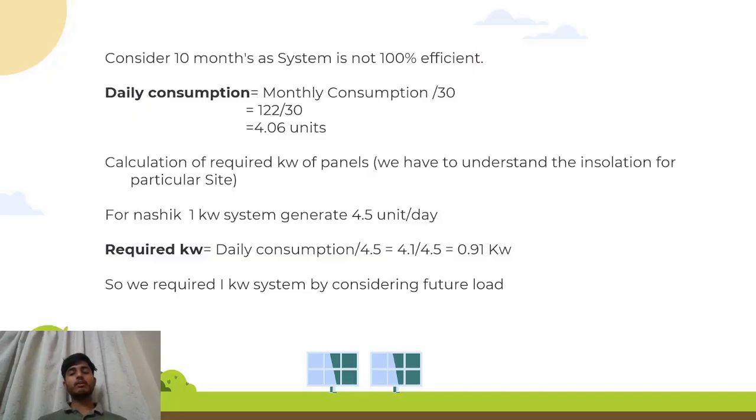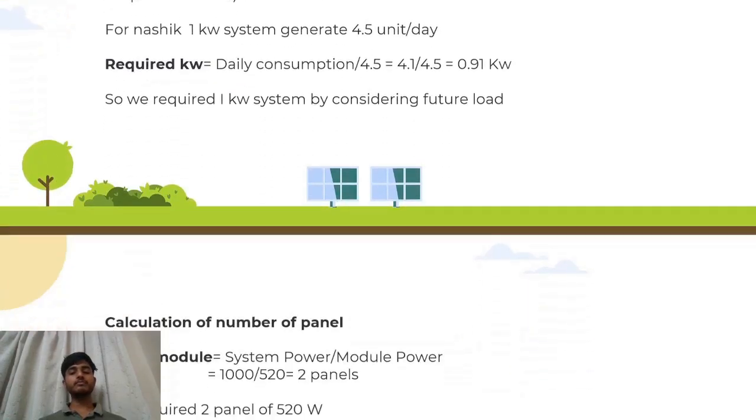To calculate the required kilowatt of panel, first we have to understand the insolation for particular site. So basically for Nasik, 1 kilowatt system generates 4.5 unit per day. So to calculate the required kilowatt of panel, we have to divide daily consumption by 4.5. So basically I got 0.91 kilowatt. So I have considered 1 kilowatt system by considering future load also.